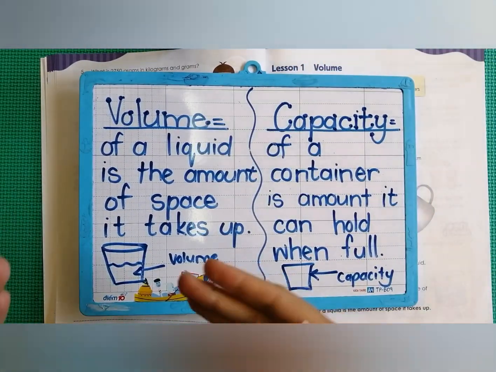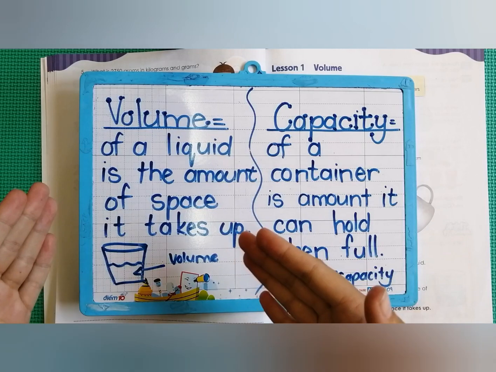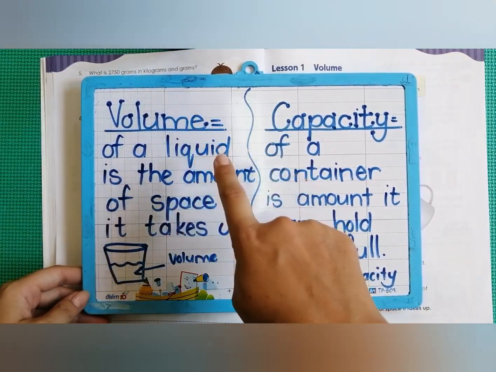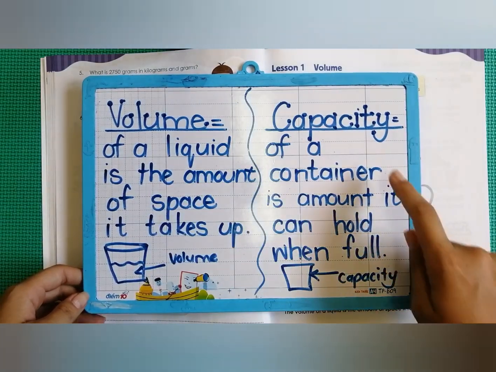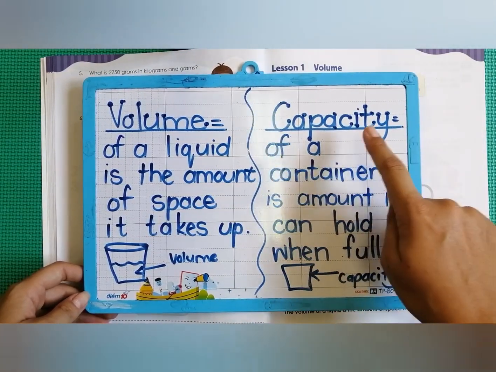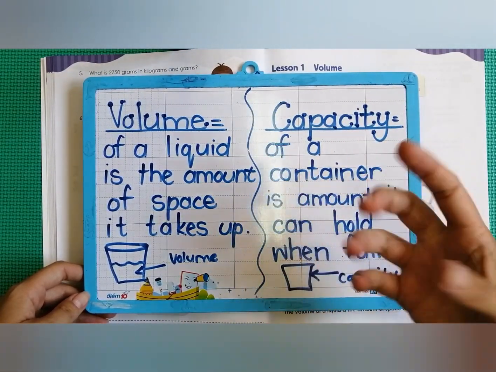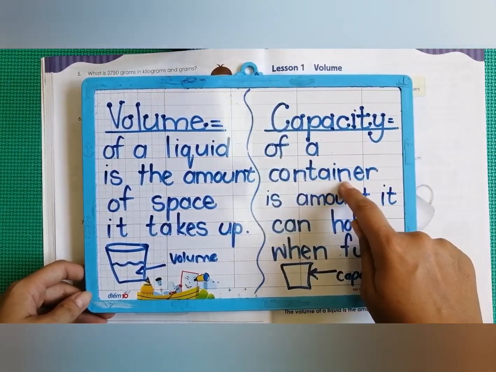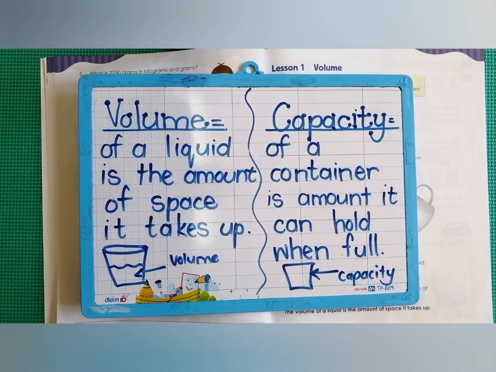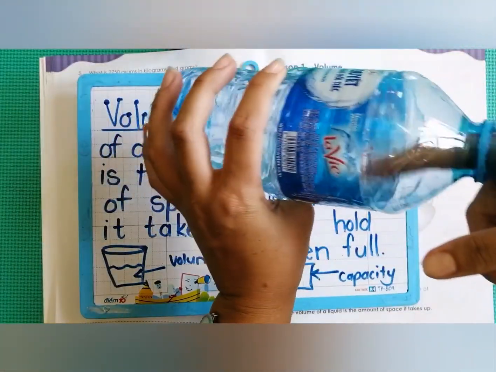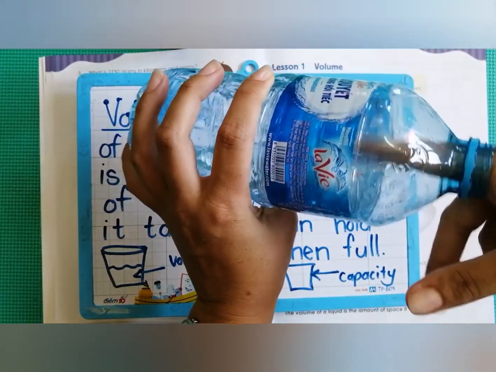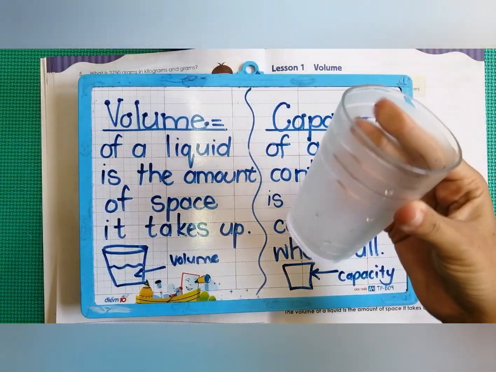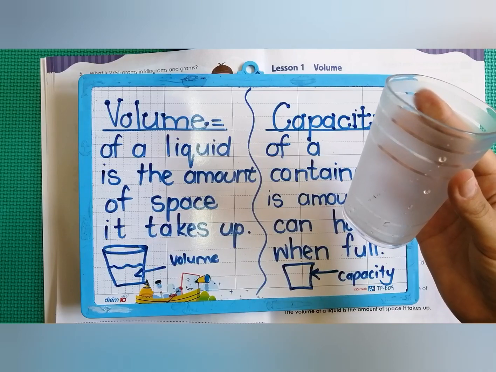So volume, when we speak of volume, we always refer to liquid. Okay, so volume and liquid go together. When we speak of capacity, we are speaking about the container that is holding the liquid. Capacity, container. Okay, so the volume is the water inside, and capacity is the container that holds the liquid. Got it?